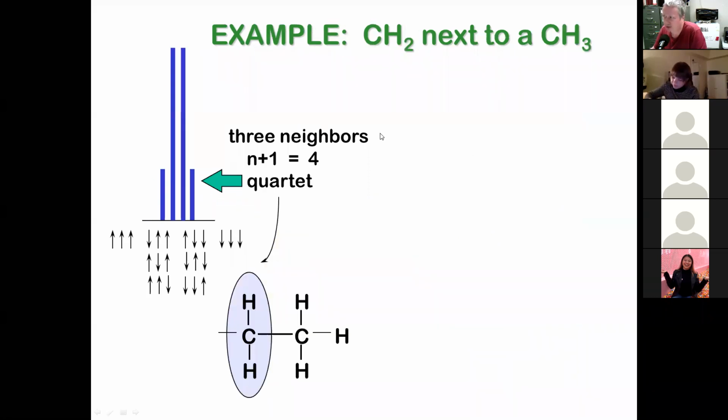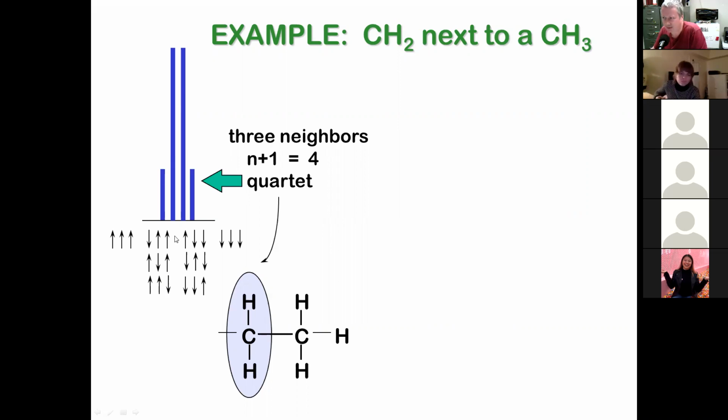How about a CH2 next to a CH3? So the CH2 sees a CH3 next door, 3 protons, right? And there's four states: aligned, aligned, aligned, and disaligned, aligned, aligned. That's kind of like the second peak. Aligned, disaligned, aligned, aligned, aligned, disaligned, right? That's all this second leg.